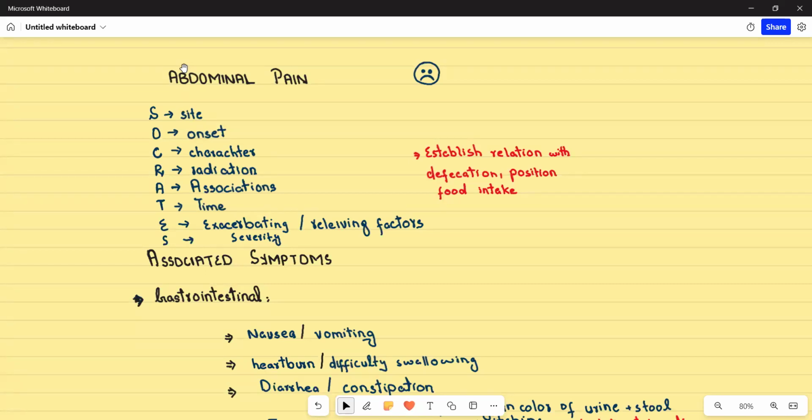So first of all, as in every PLAB 2 station, you are going to start by introducing yourself and confirming patient details. Then you are going to start your consultation by asking an open-ended question, such as, how may I help you today? And the patient will give you a presenting complaint, which in this case is going to be abdominal pain.